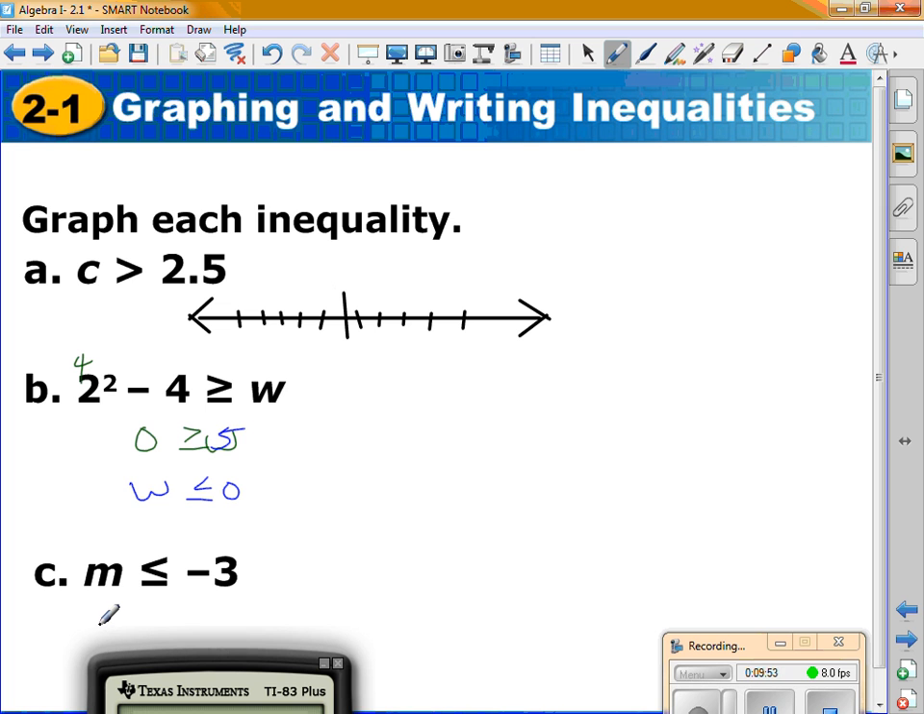Now in part C here, -3 is going to be open, but then I need to shade it in so it's closed, and it needs to be to the left because it's less than. There's no work for these, it's just strictly a graph.